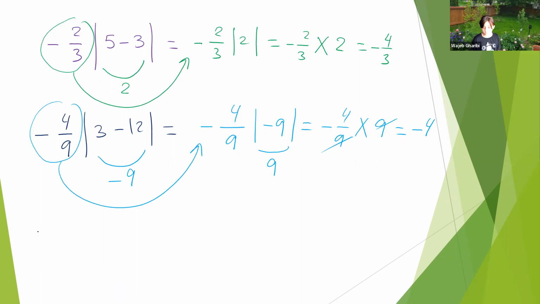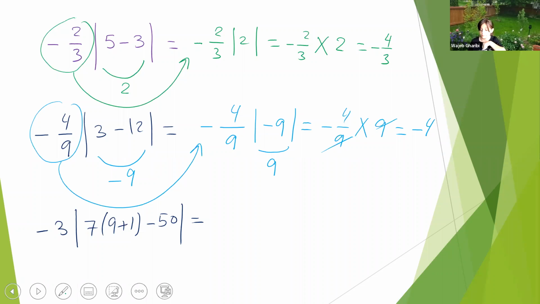One more example. We have negative 3 multiplied by the absolute value of 7 times (9 plus 1) minus 50, for example, Maria. What do we have to do first? Between two brackets, these are parentheses, so 9 plus 1 is 10. Then perform the second operation: 10 multiplied by 7 is 70. After that, we apply 70 minus 50, which is 20.